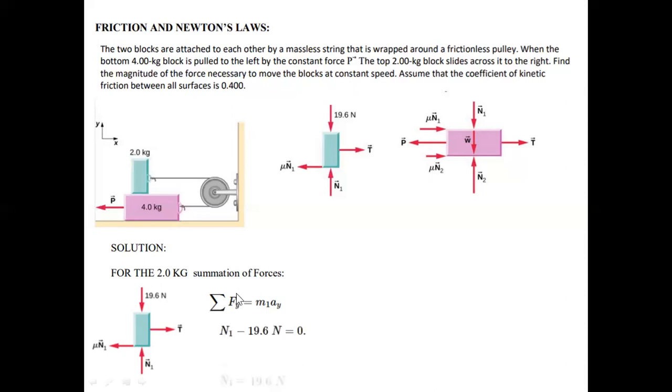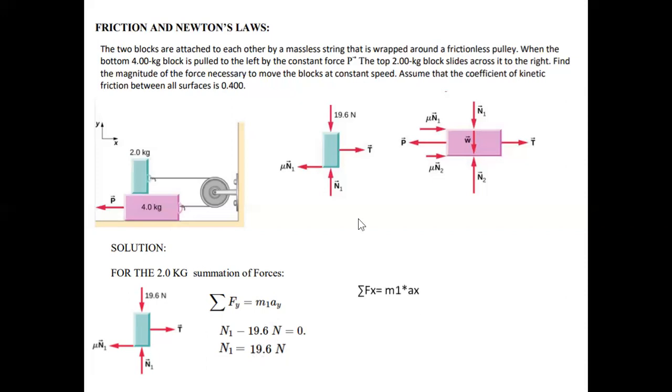Now, we have the balanced equation for this summation of forces with respect to the vertical. Going upwards is positive and going downwards is negative. So N1 minus 19.6 newtons is equal to 0. If we're going to solve for the normal force N1, we transpose 19.6 newtons to the other side of the equation. So this becomes positive 19.6 newtons.